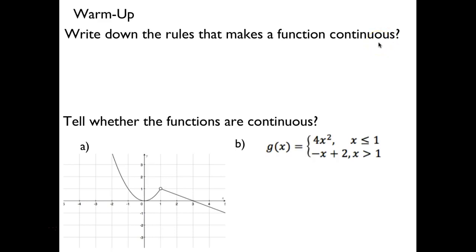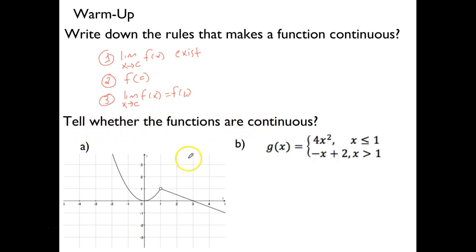Remember, there are 3 rules that need to be met in order to make a function continuous. First rule: the limit must exist. So the limit as x approaches c of some function must exist. Number 2, there must be a point at that value. Remember, c is going to be some number. And the last one is that the point and the limit equal each other. And those are the things that make something continuous.